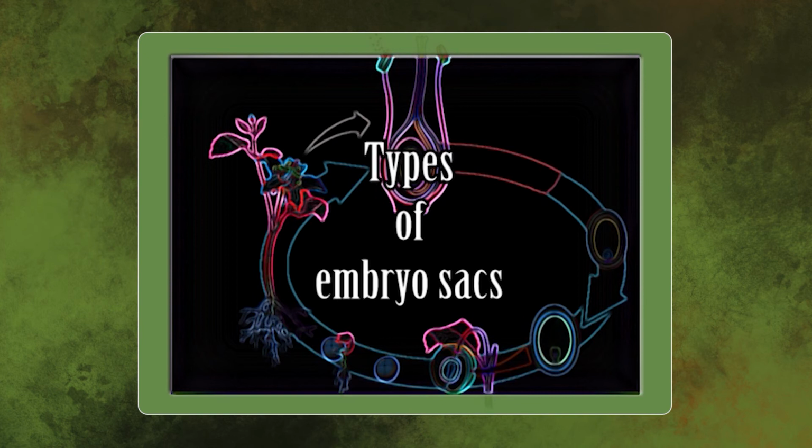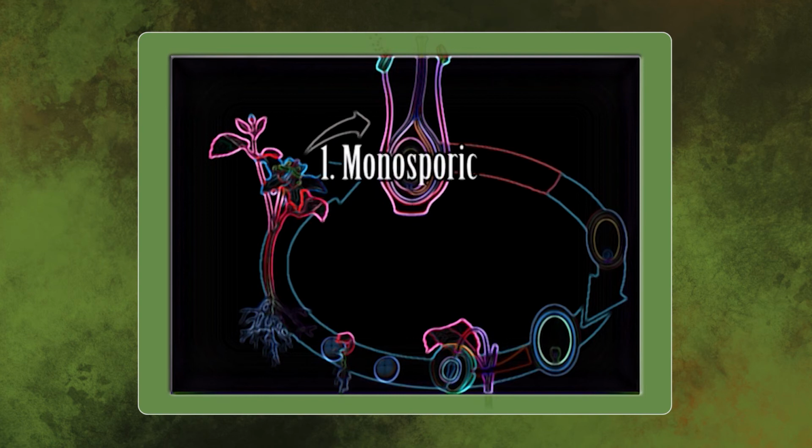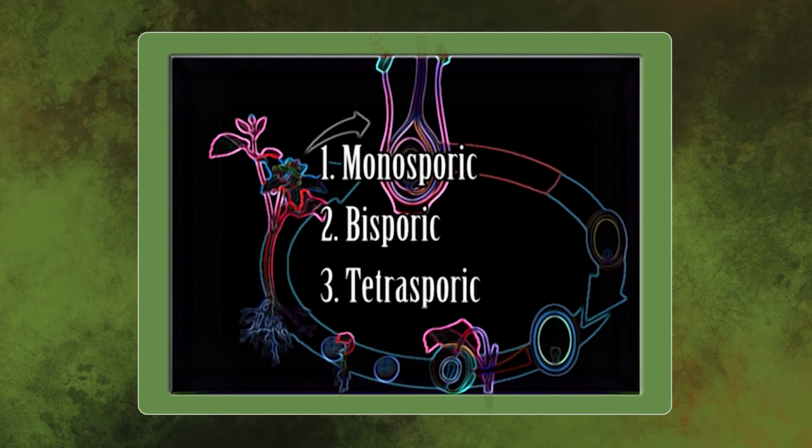Now the types of embryo sacs. There are three main types of embryo sacs. These are monosporic, bisporic and tetrasporic. Each group has more than one type of embryo sac named after the genus in which it was described.